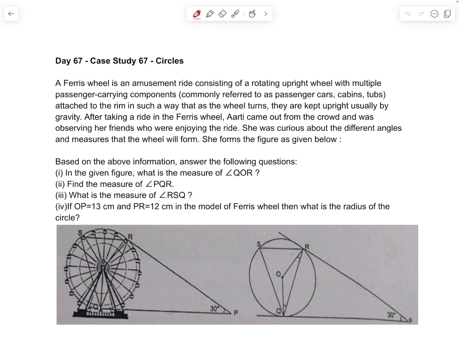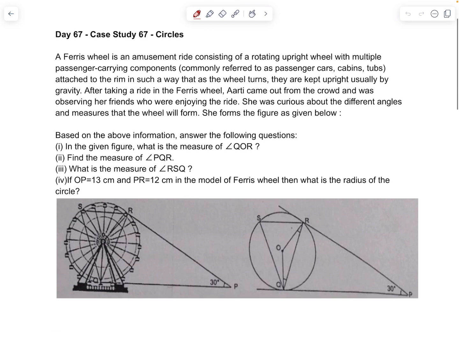After taking a ride in the Ferris wheel, Aarti came out from the crowd and was observing her friends who were enjoying the ride. She was curious about the different angles and measures that the wheel will form. She forms the figure as given below. Based on the above information, answer the following questions. Question 1. In the given figure, what is the measure of angle QOR?